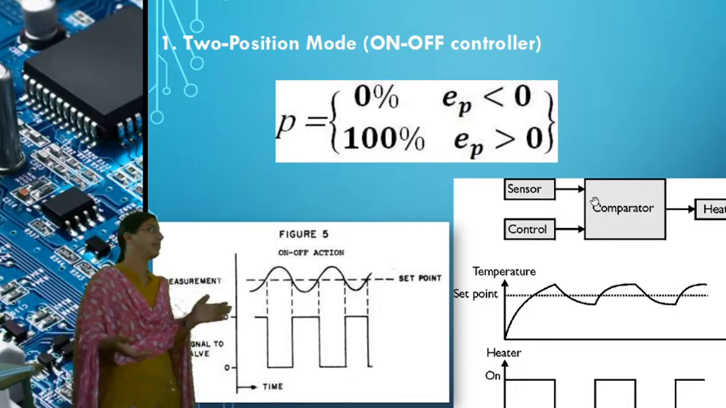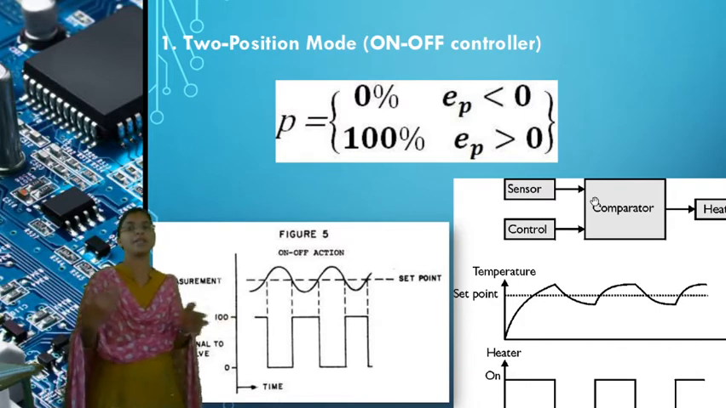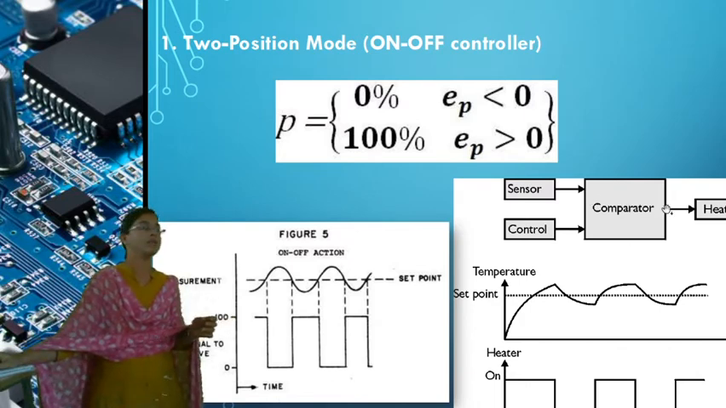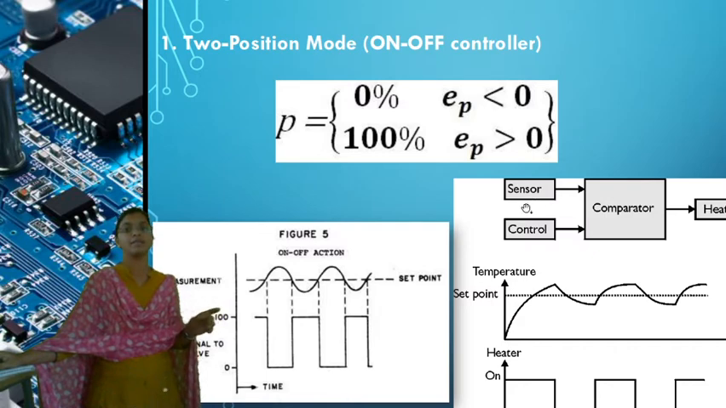Why? Because here we are comparing the error, that is R minus B, whether it is less than 0 or greater than 0. For the comparator we give our set point value and measured value. The measured value comes from the sensor, and the actual set point value comes from the control, which is the set point.